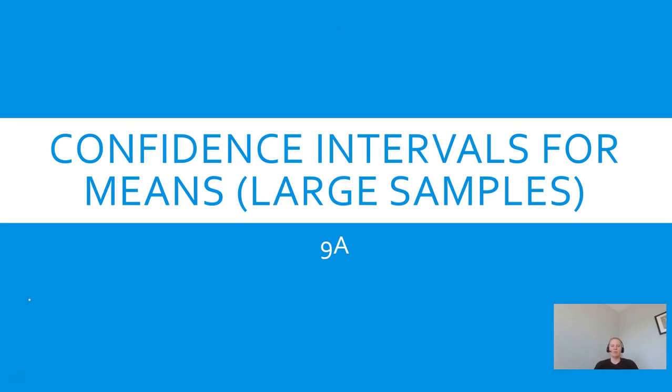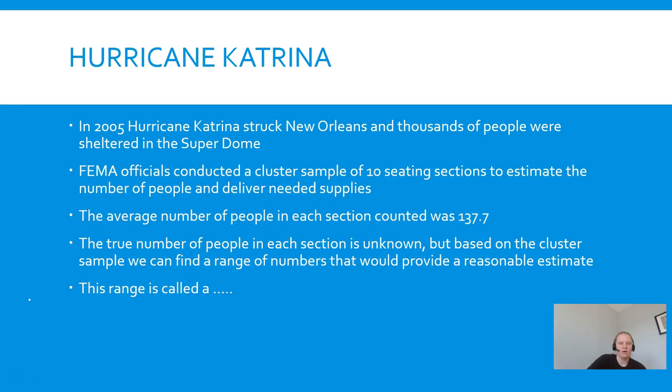All right, lesson 9A, we're going to look at confidence intervals for means when we have large sample sizes. To get an example of what a confidence interval means, we're going to look at Hurricane Katrina, which hit New Orleans in 2005, and people that had not evacuated the city ended up sheltering in the Superdome, which was the football stadium. And it was very chaotic. People were getting pulled off their roofs and shuttled to the stadium.